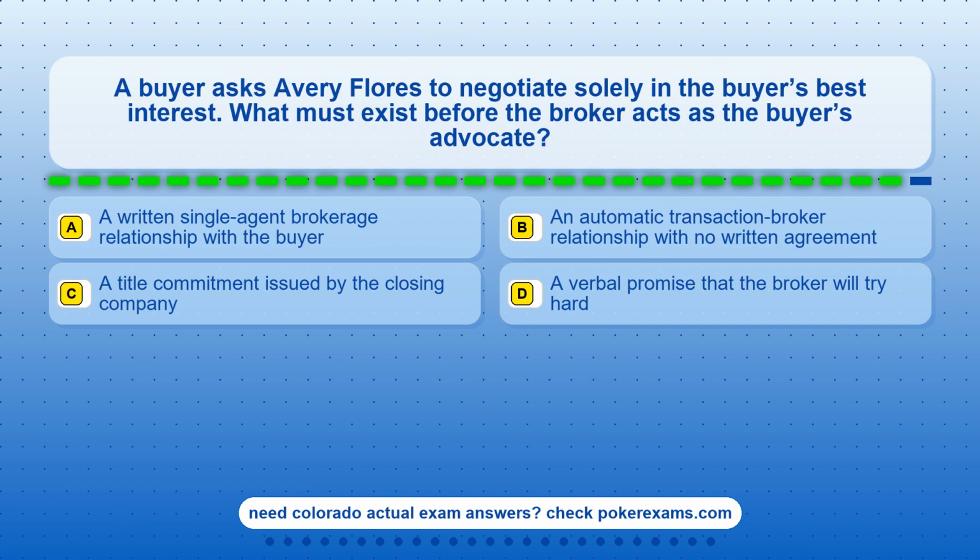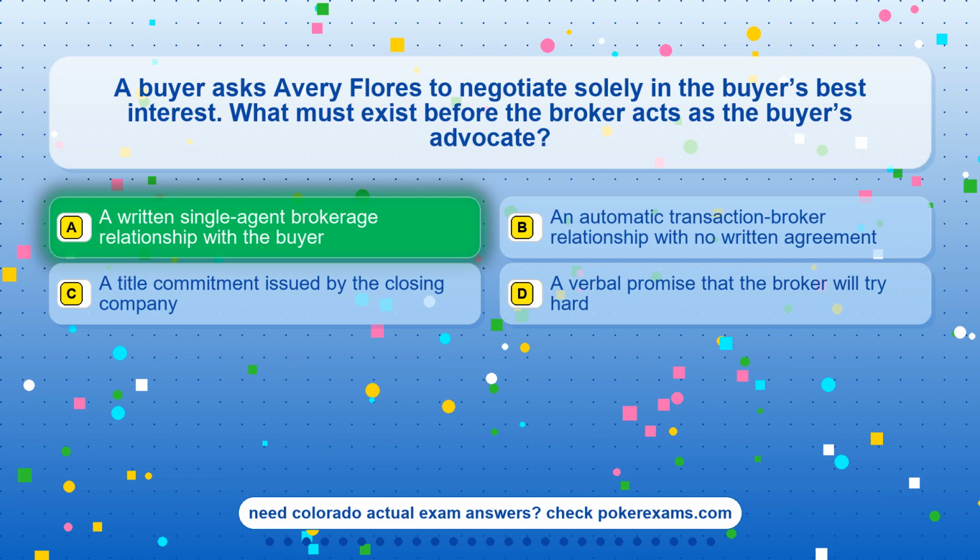Question 6. A buyer asks Avery Flores to negotiate solely in the buyer's best interest. What must exist before the broker acts as the buyer's advocate? Option A. A written single-agent brokerage relationship with the buyer. Option B. An automatic transaction-broker relationship with no written agreement. Option C. A title commitment issued by the closing company. Option D. A verbal promise that the broker will try hard.